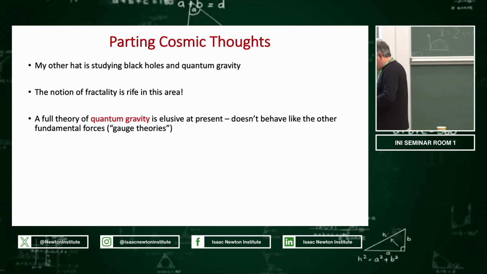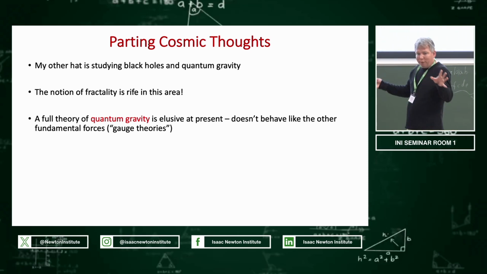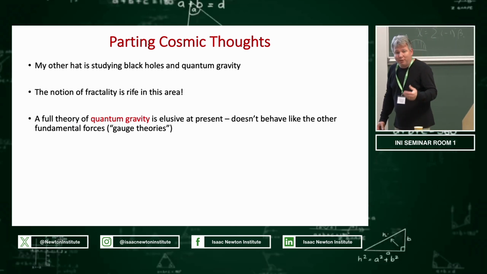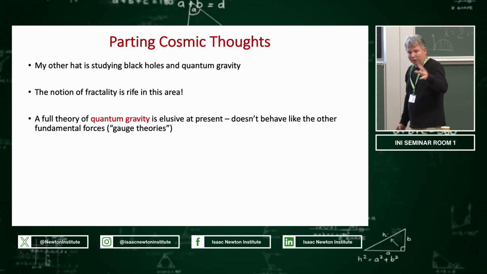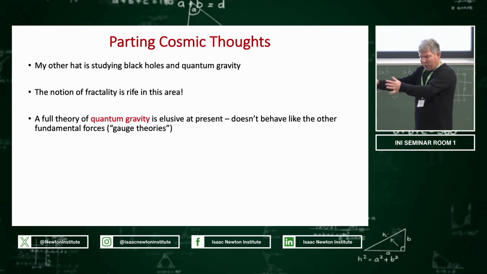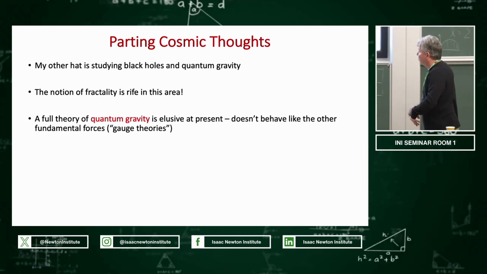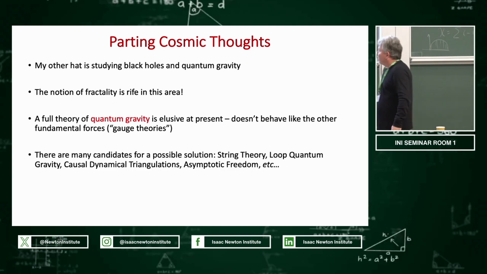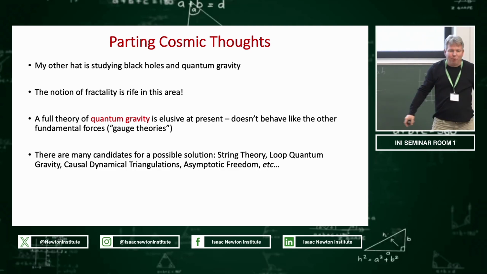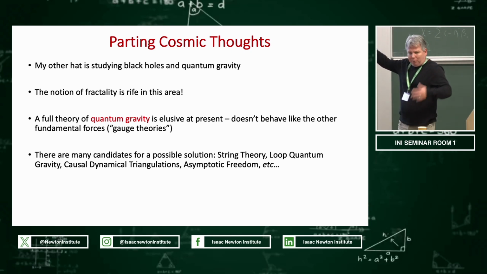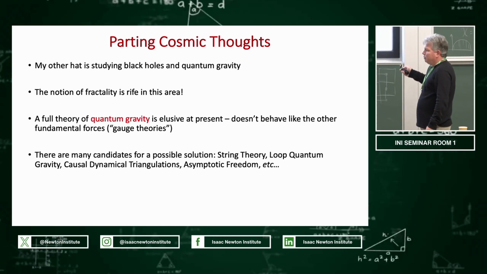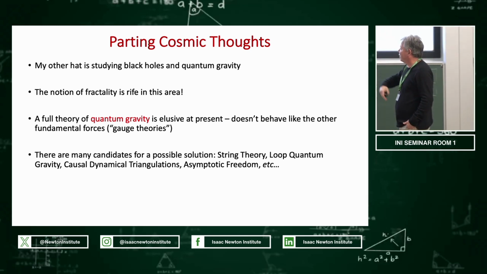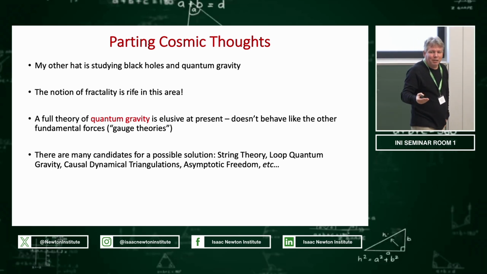In fact, there's a slew of what are called quantum gravity theories out there that try to explain gravity as a quantum phenomenon, the same way we have theories that explain electromagnetism as photons and the strong and weak forces, and this is what we call gauge theories. We can't build one of those for gravity, so we have to build another one. We have all these candidate theories. String, probably most people have heard of string theory. There's loop quantum gravity, something called causal dynamical triangulations, asymptotic freedom, and so forth.